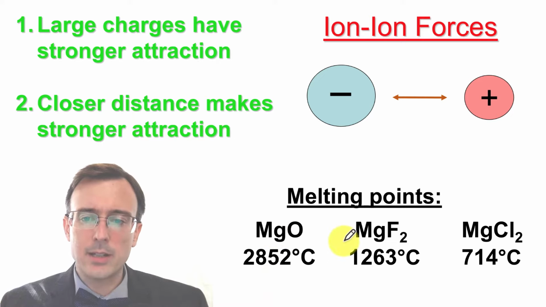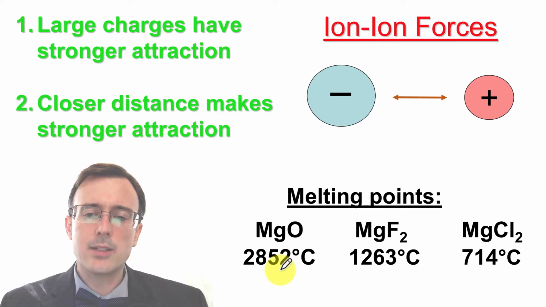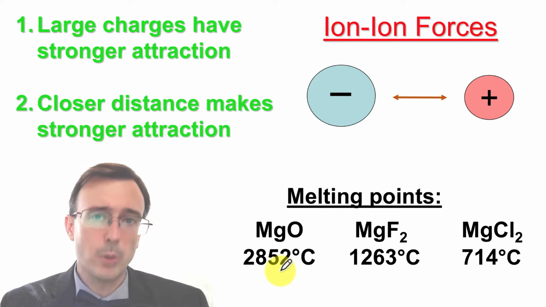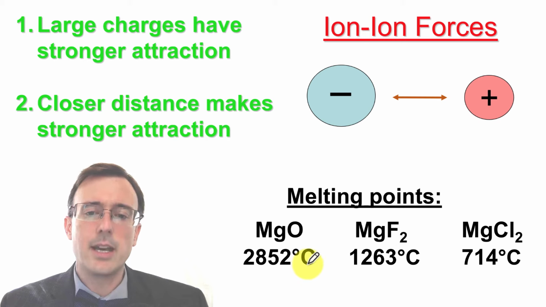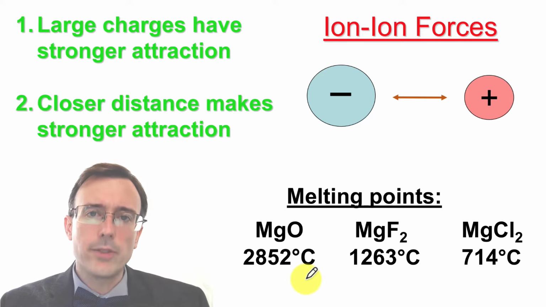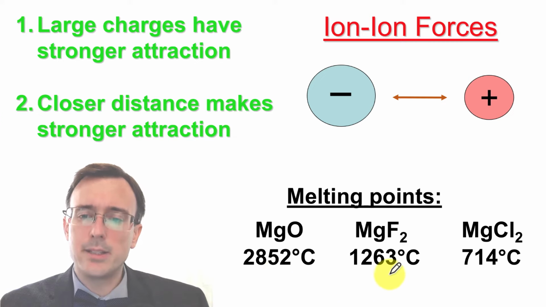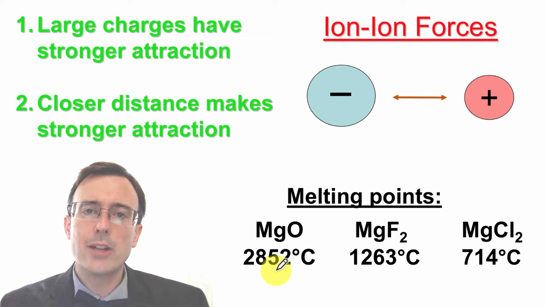First of all, we have magnesium oxide and magnesium fluoride. Let's just focus on these two things. Magnesium oxide has a much higher melting point. And what does that mean? That means it's a lot harder to melt magnesium oxide. And when you melt magnesium oxide, you are effectively breaking those ion-ion forces. Not breaking all of them, but breaking them significantly. And so if we look at magnesium oxide and magnesium fluoride, we notice that magnesium oxide has a much stronger attraction between its ions, causing this higher melting point in magnesium oxide.